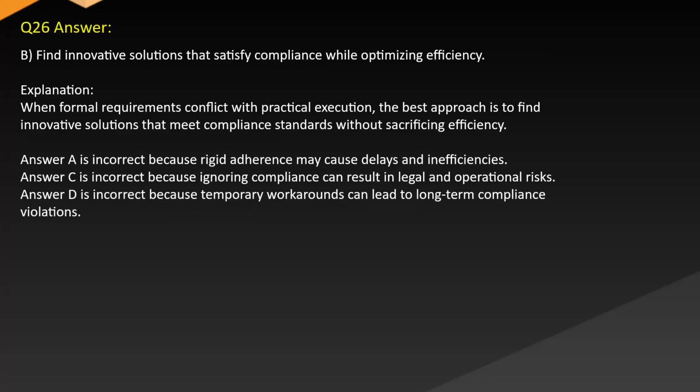Answer: B. Find innovative solutions that satisfy compliance while optimizing efficiency. Explanation: when formal requirements conflict with practical execution, the best approach is to find innovative solutions that meet compliance standards without sacrificing efficiency. Answer A is incorrect because rigid adherence may cause delays and inefficiencies. Answer C is incorrect because ignoring compliance can result in legal and operational risks. Answer D is incorrect because temporary workarounds can lead to long-term compliance violations.